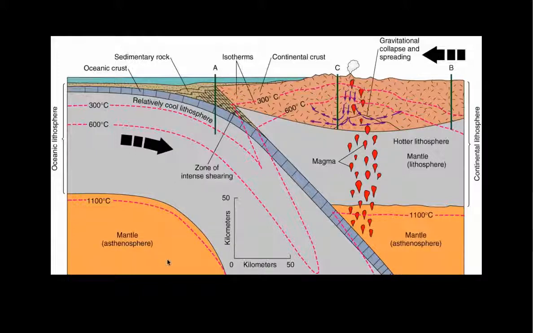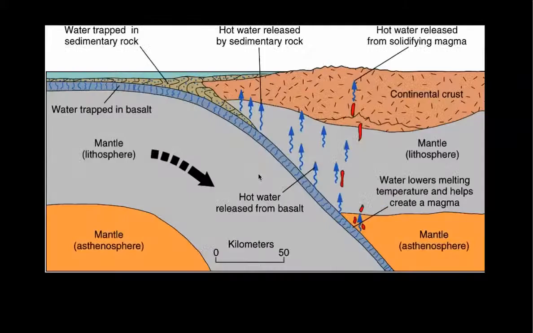Down here, you're going to end up with melting. In here, something in between. So the sliding of one plate beneath another causes metamorphism. Also, the escaping of hot water from subducting rock also causes metamorphism.